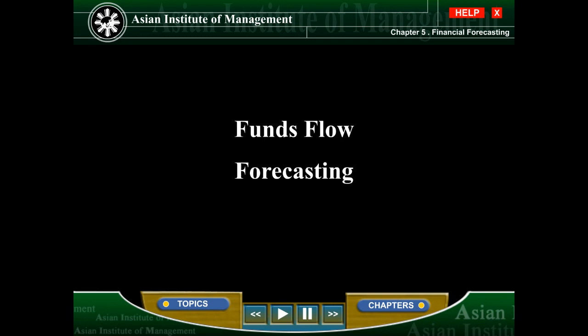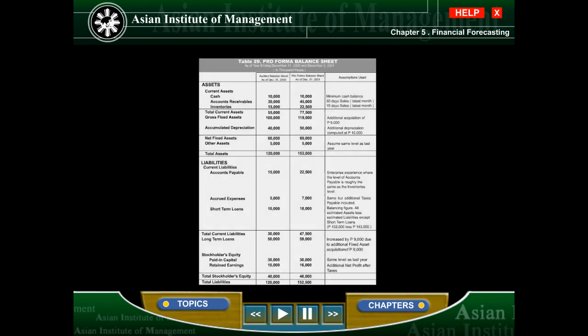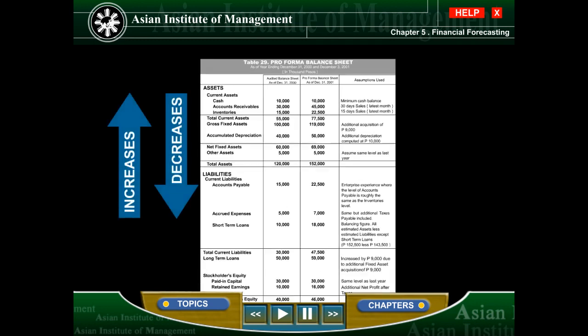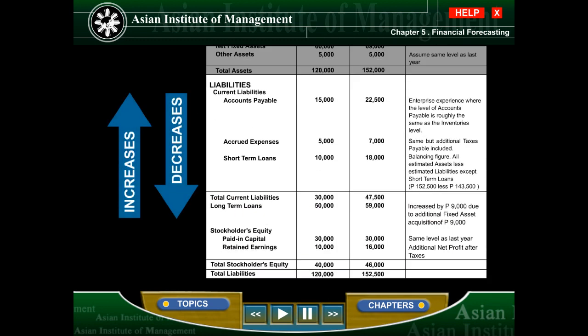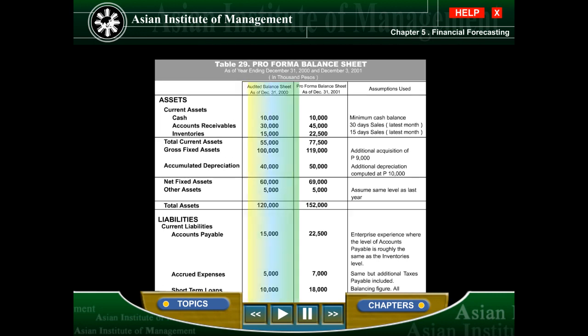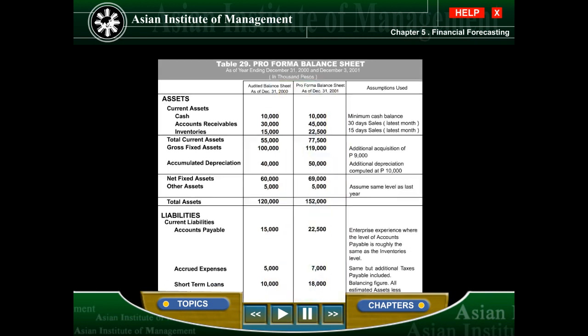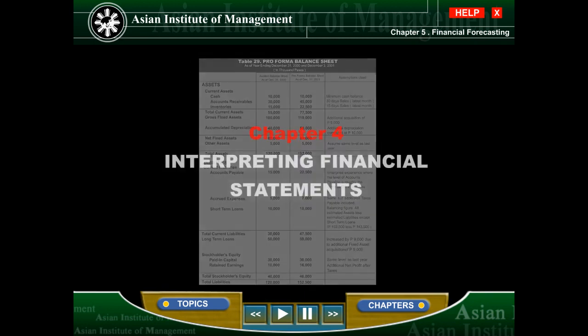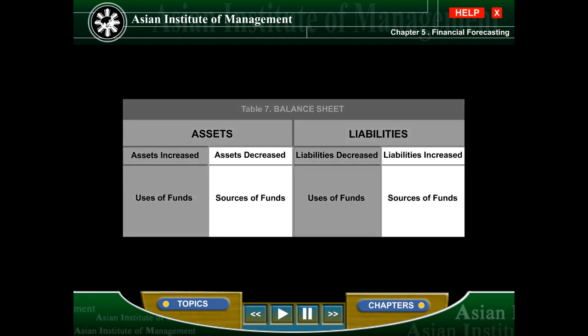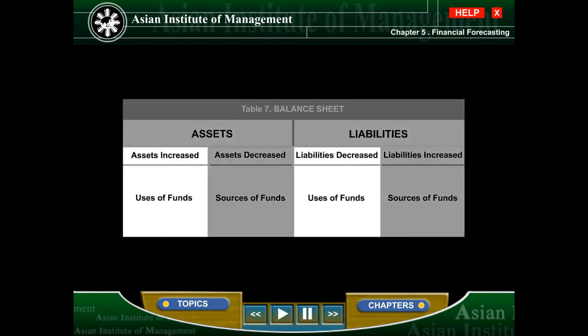Funds flow forecasting. To forecast the funds flow, the financial forecaster should compute for the increases or decreases in the different items found in the assets and liabilities columns when comparing the actual or previous year's balance sheet and the pro forma balance sheet. This has been described in Chapter 4, Interpreting Financial Statements. Decreases in assets and increases in liabilities are sources of funds, while increases in assets and decreases in liabilities are uses of funds.